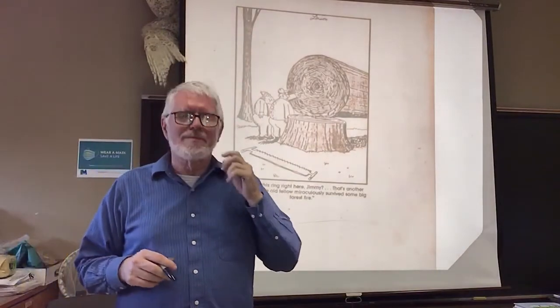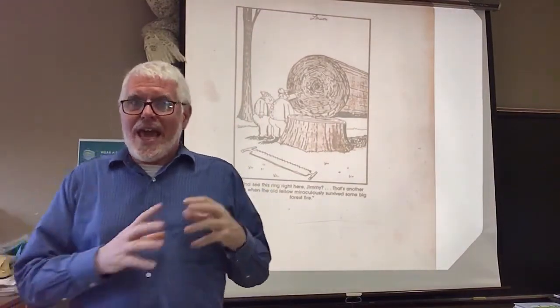Xylem is added layer by layer under a woody stem. Now, not all angiosperms are woody. We'll get to that when we talk about the subgroups of the angiosperms. But they add new cells on the outside through the course of the growth.